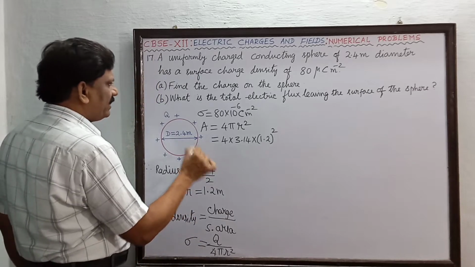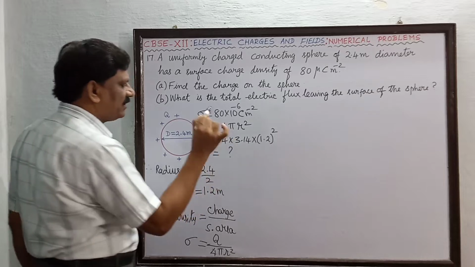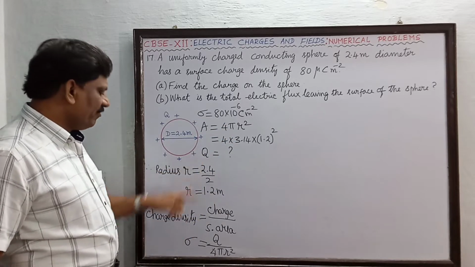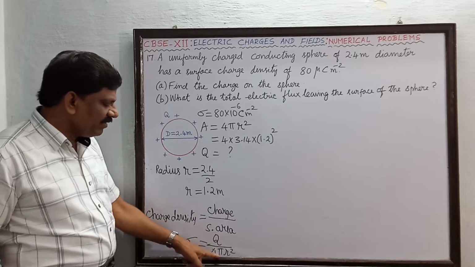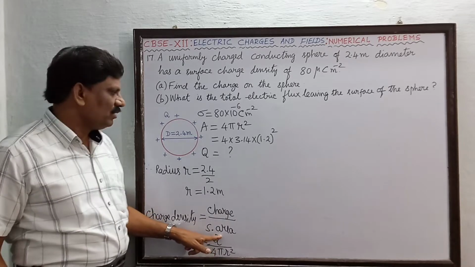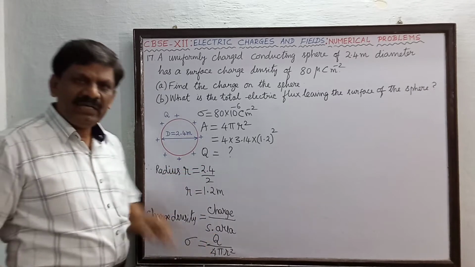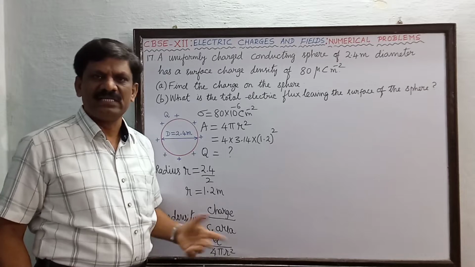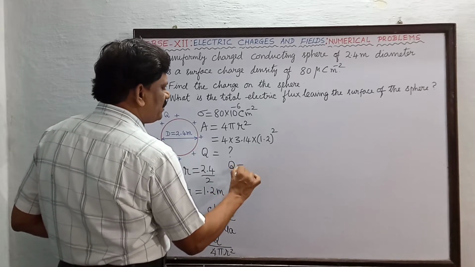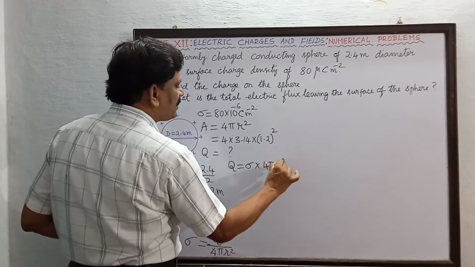And what is asked here? What is the charge on the sphere Q? Q is asked. This is the first part of the problem. So we have a formula sigma equal to Q divided by 4 pi r square. Q is asked now, so what must Q be equal to? Sigma into 4 pi r square. Is it not? So Q must be equal to sigma into 4 pi r square.